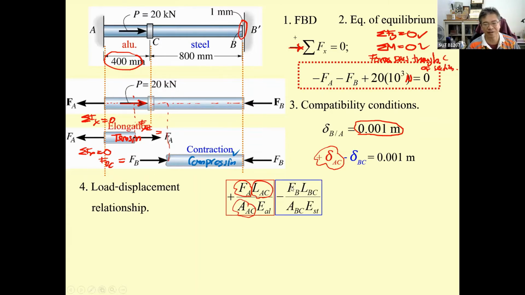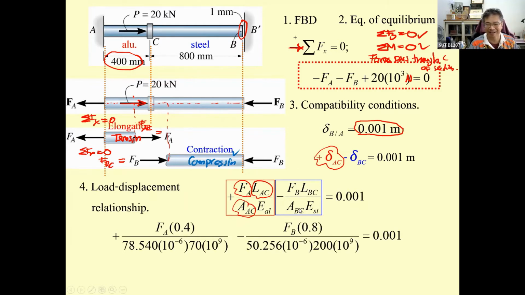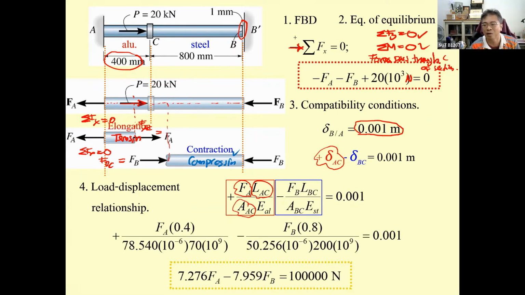L sub BC is going to be 800. And A sub AC is going to be computed from the previous one. And then just plug everything in. Check the unit. You get this equation now. You have this one for number 1. You got this one for number 2.